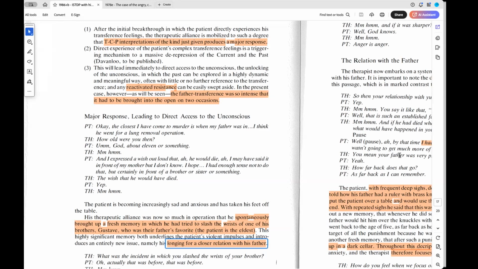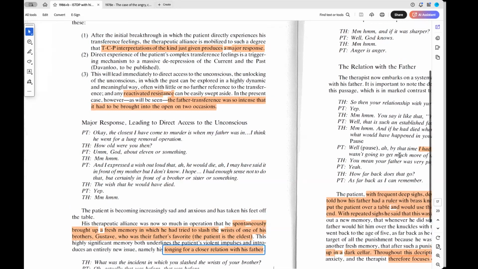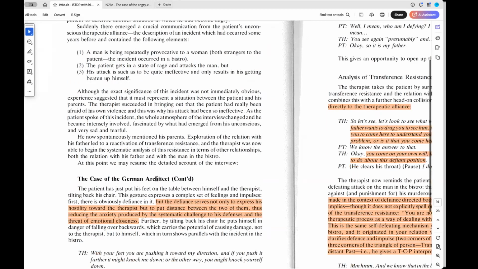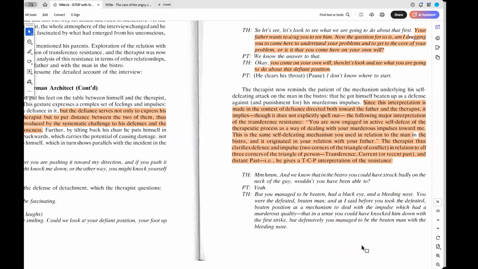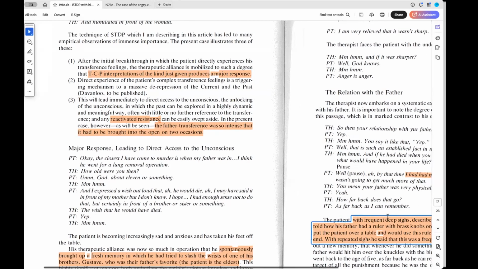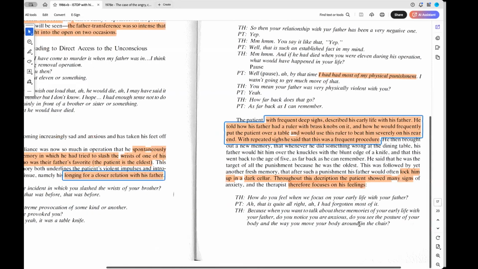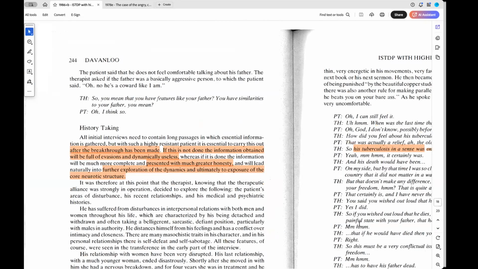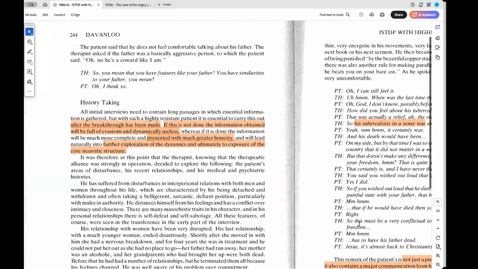And I also think that we need to take stock in the understanding that if you read part 2 of the case of the German architect continued, you see a lot of highlights here. There is evidence that Davanloo takes a lot of care in exploring the patient's history, listening to the details of his experience of abuse by his father, acknowledging his fears, and attending to the nuances of his emotional world.